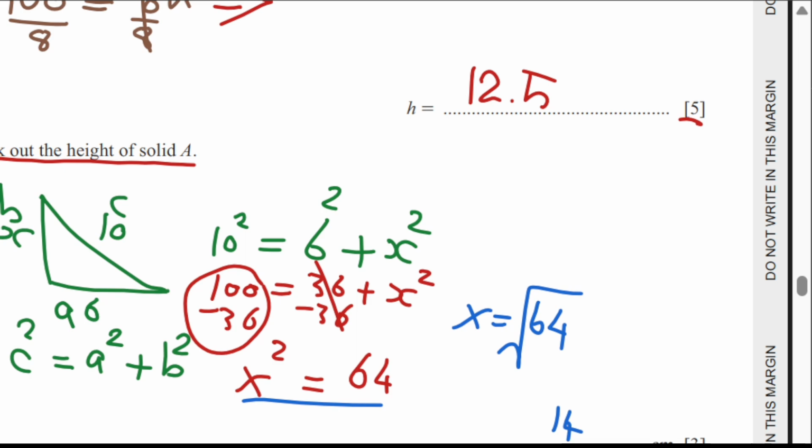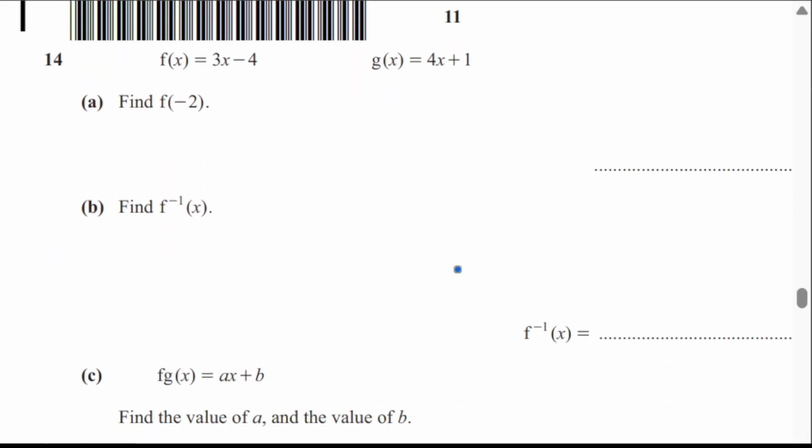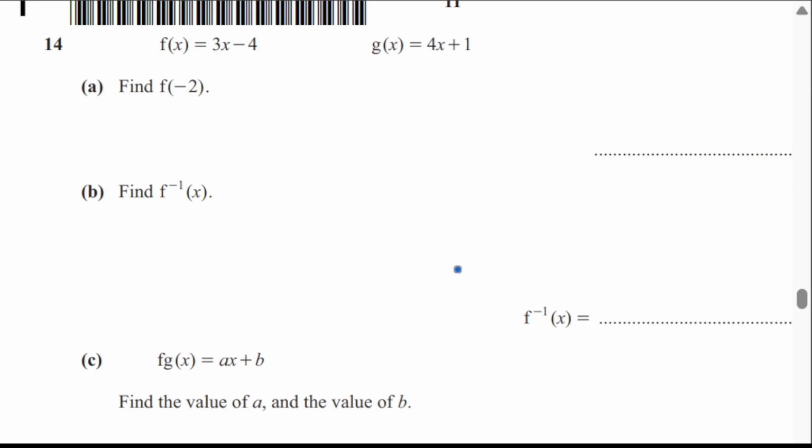How was it? Was it easy? I'll be posting a lot of non-calculator questions so that you can be familiar with the exam questions.